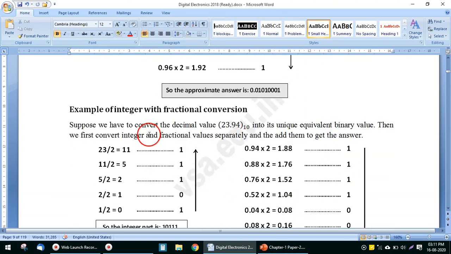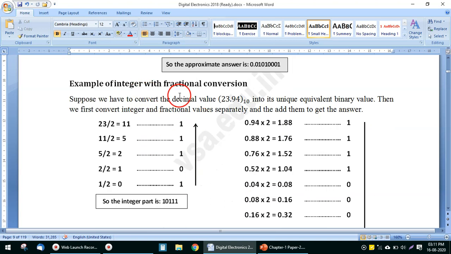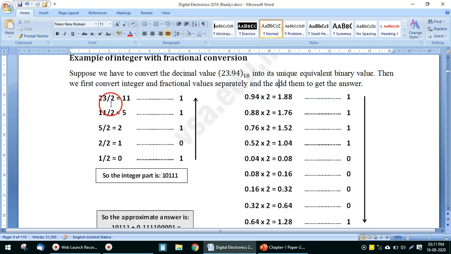Now an example of integer with fractional conversion. Suppose we are given this decimal number. It is a mixed decimal number, 23.94, where 23 is the integer part and 94 is the fractional part. So what do we have to do? We have to convert this 23 into a binary value separately like this.